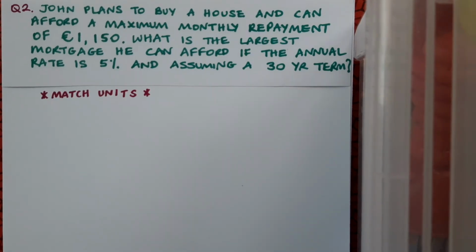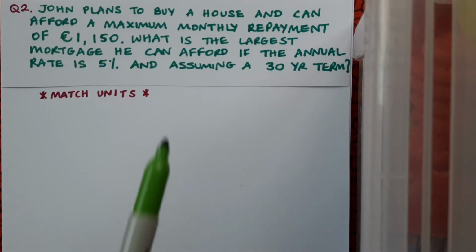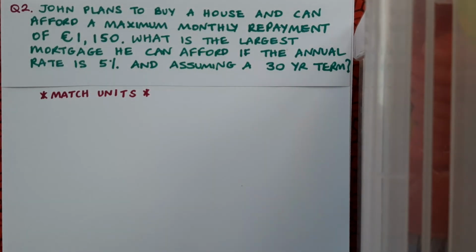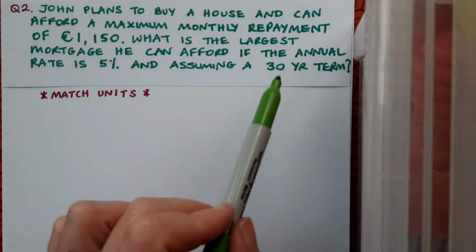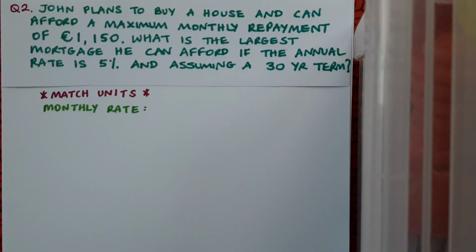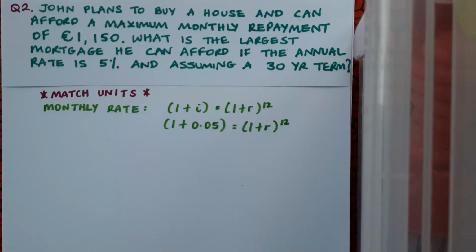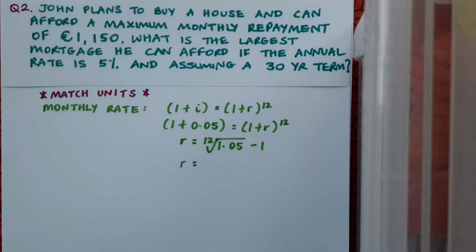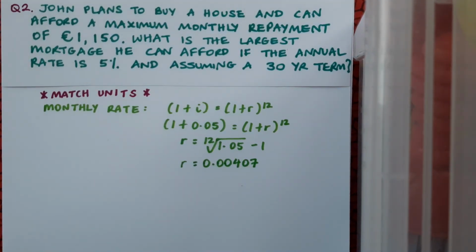Okay, so first job is to match my units. I am looking at a monthly repayment, but I've got an annual rate and I've got a 30-year term. So I'll start by getting my monthly rate. So I've got 1 plus i equals 1 plus r to the power of 12. So that's going to be 1 plus 0.05 equals 1 plus r to the 12, and then manipulate and then calculate your r. So in this case, r is equal to 0.00407.